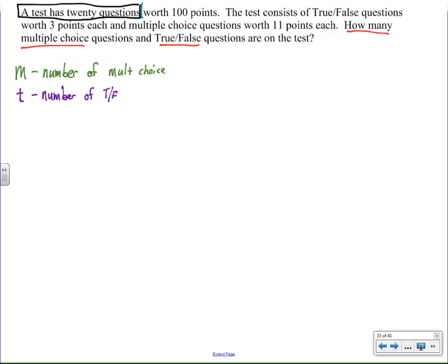Then, when I read the paragraph, the first thing I notice is there's 20 questions. That makes it real easy, because if I define my variables as the number of multiple choice plus the number of true-false, that should total 20 questions.